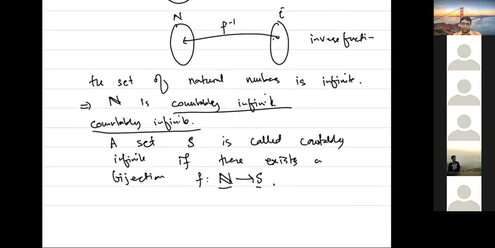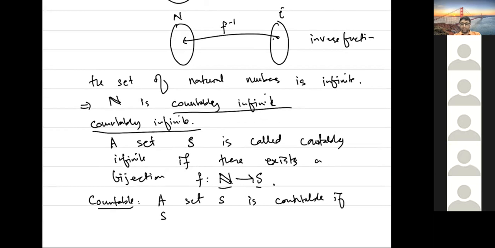So we have a little bit more. We say a set is countable, just countable, right? A set S is countable if S is finite or countably infinite. Okay.